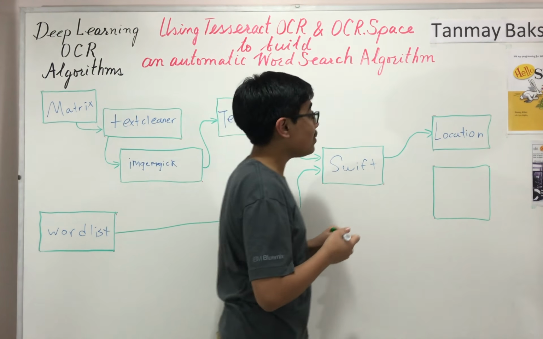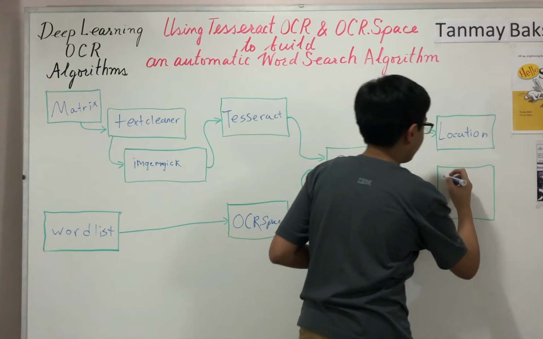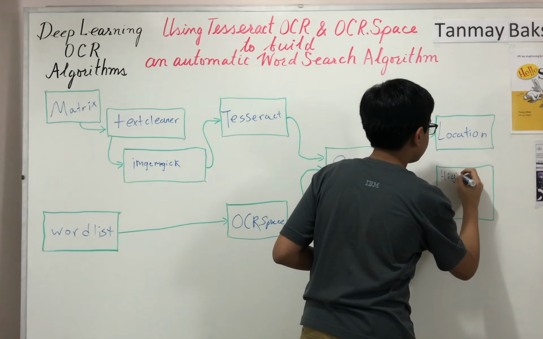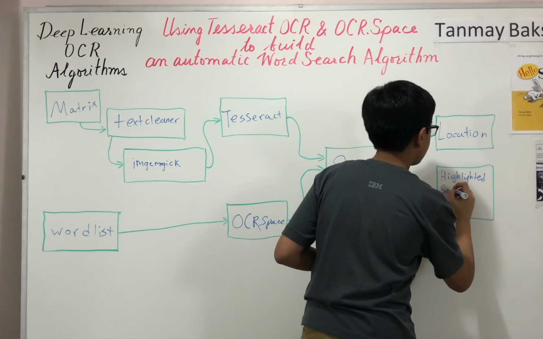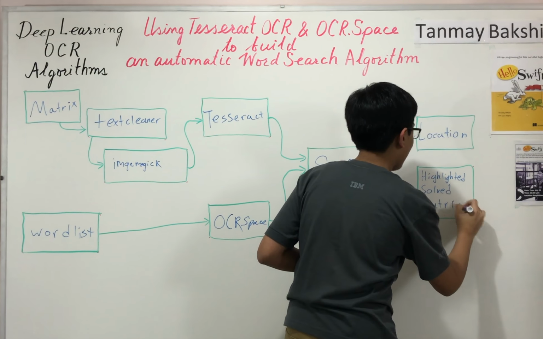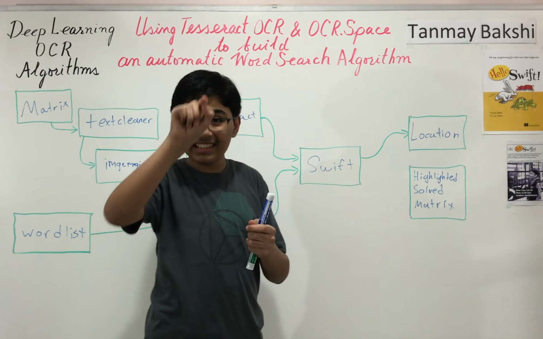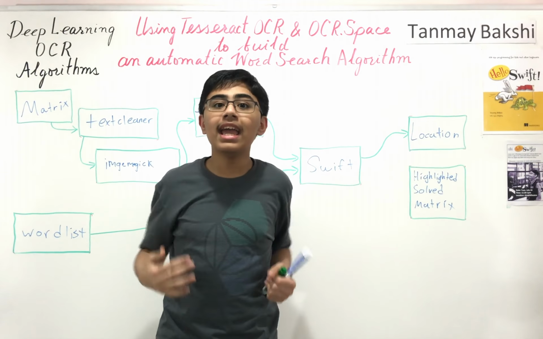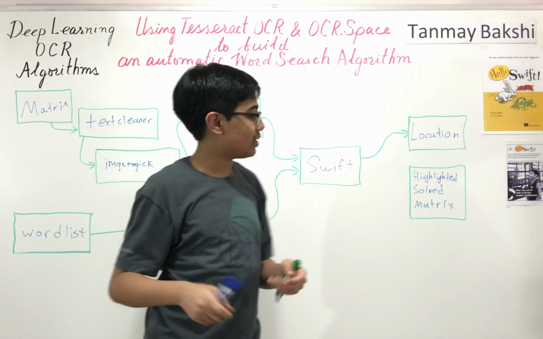And what happens is we actually highlight that matrix. So we send a highlighted, solved matrix back to the user. So basically we highlight all the locations, we highlight the actual words in the matrix and give it back to the user so that the user can actually see those results.